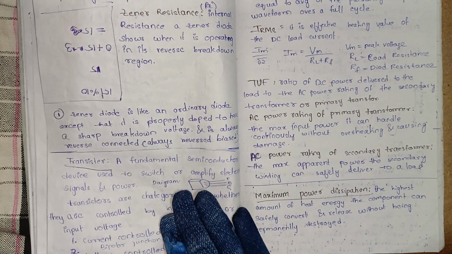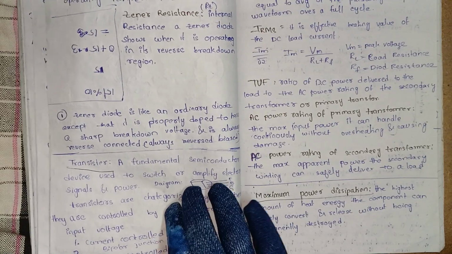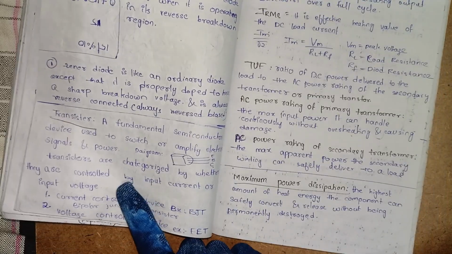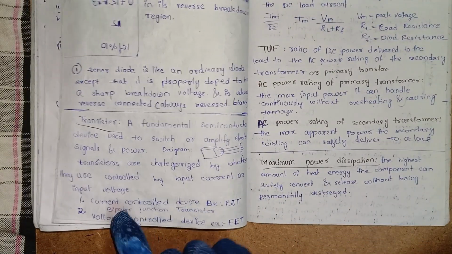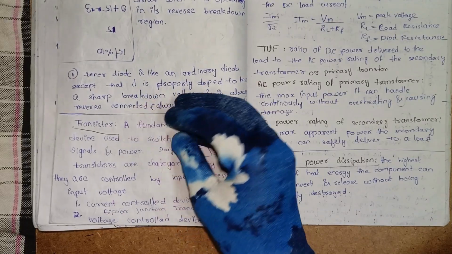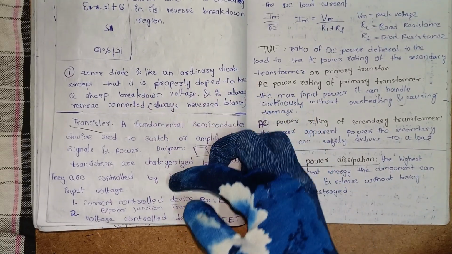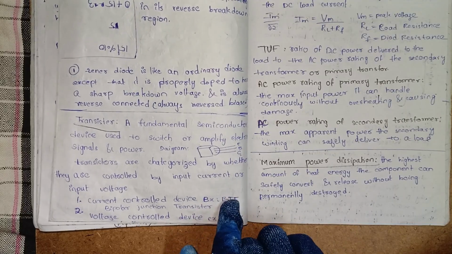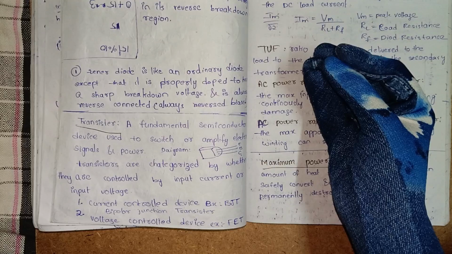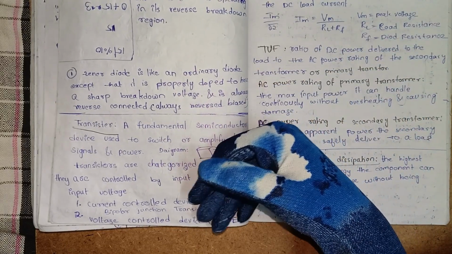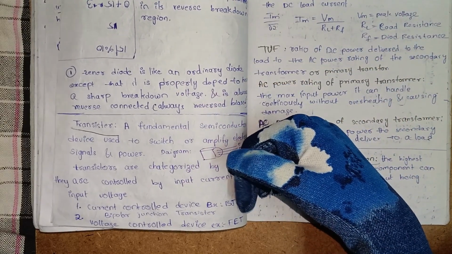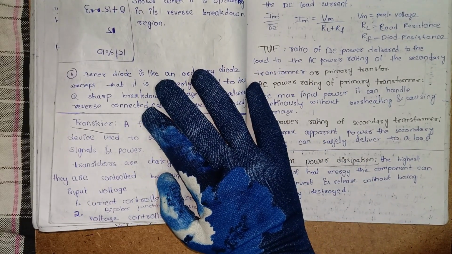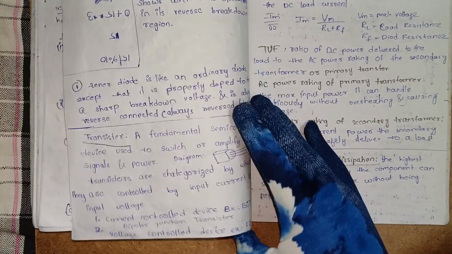Then transistors are categorized by whether they are controlled by input current or input voltage. If they are controlled by input current, then they are called current control devices. Example, BJT, bipolar junction transistor. And if they are controlled by input voltage, then they are called voltage control devices. Example, field effect transistor. So next we will see what is FET.